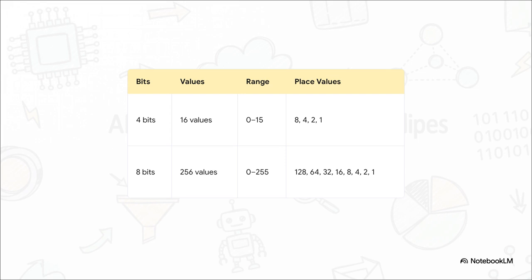Now, to translate that into a regular decimal number that we humans actually understand, you literally just add up the place values wherever there happens to be a 1. So if you're looking at the binary number 01001011, you just add 64 plus 8 plus 2 plus 1, and that perfectly equals 75.